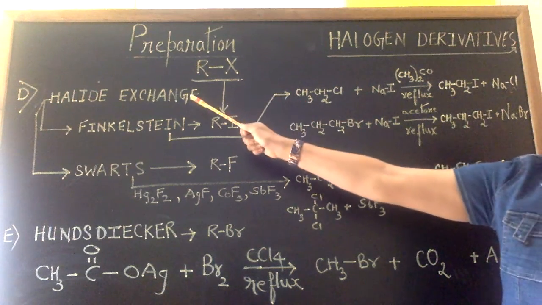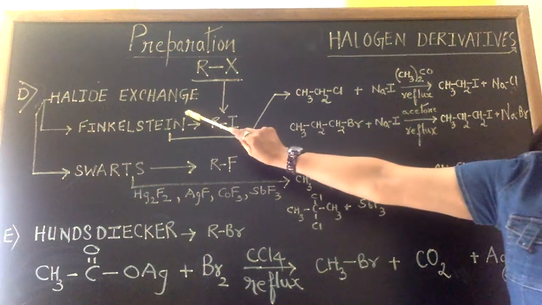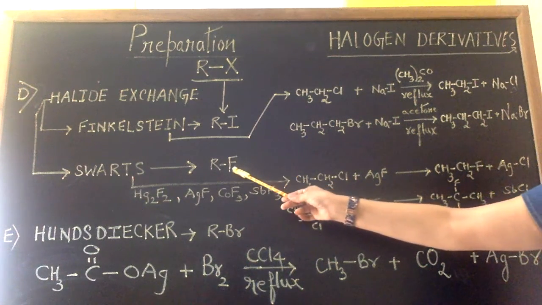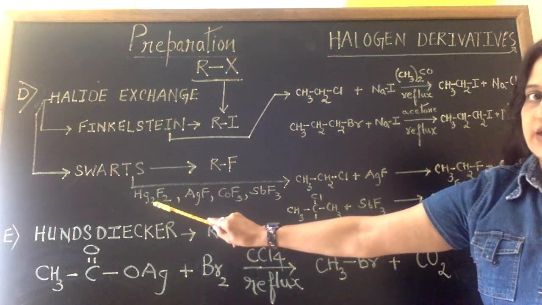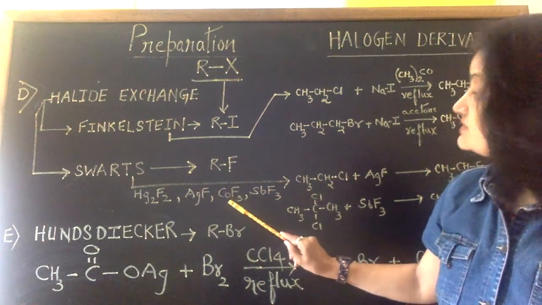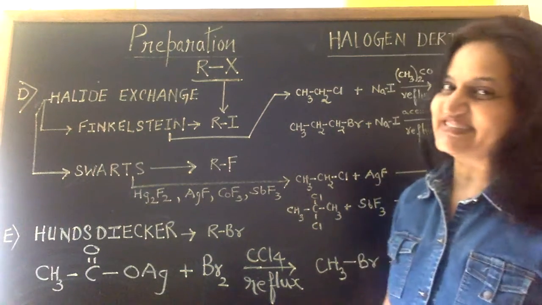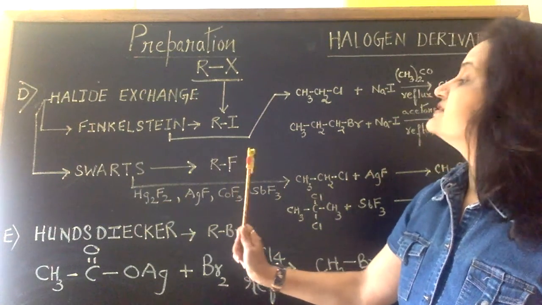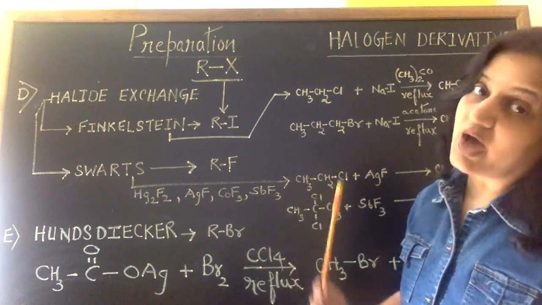The next category in the halide exchange reaction is Swarts reaction, which I said is used to make alkyl fluoride. The reagents used can be mercurous fluoride, silver fluoride, cobalt fluoride, and antimony trifluoride. Once again, I am repeating the reagents: mercurous fluoride, silver fluoride, cobalt fluoride, and antimony trifluoride.